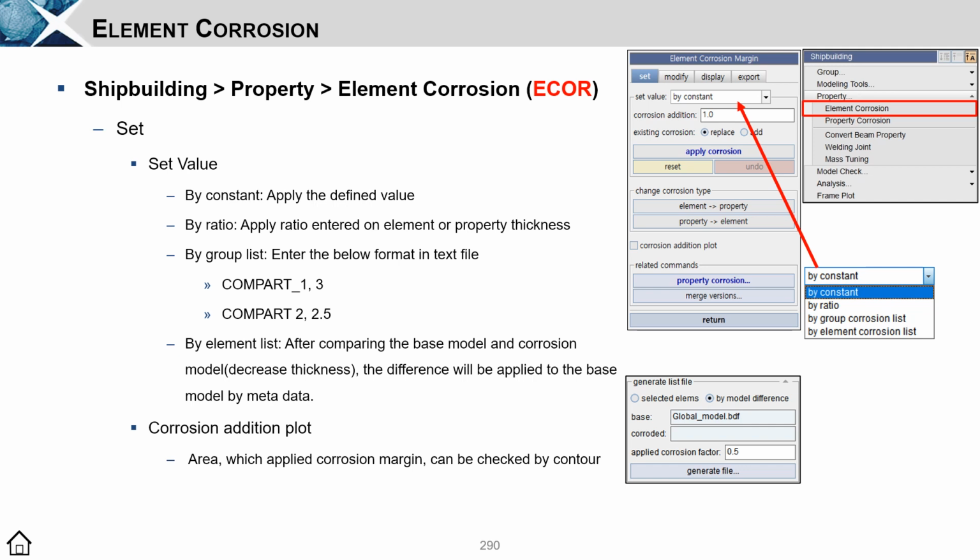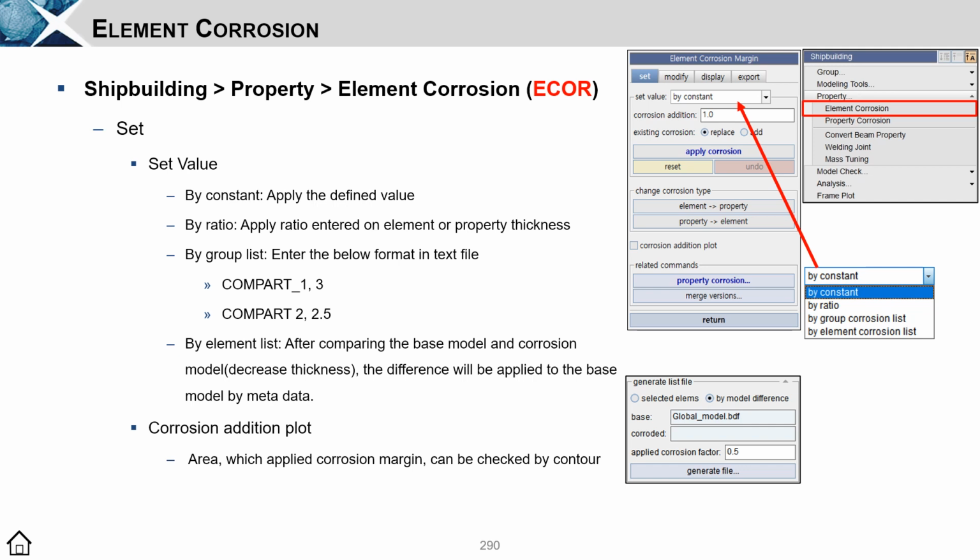The by group list method defines the corrosion value for the group by entering the group name and corrosion value in the format in the text file. The by element list is the method that, after comparing the base model and corrosion model, the difference will be applied to the base model by metadata.